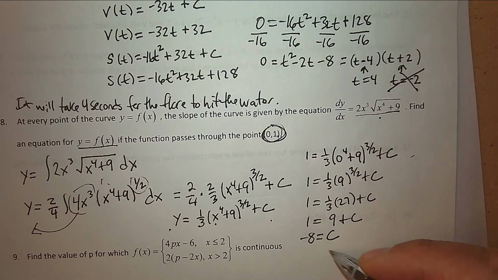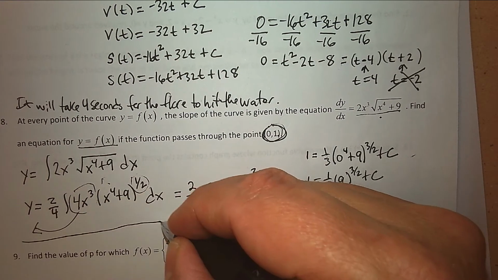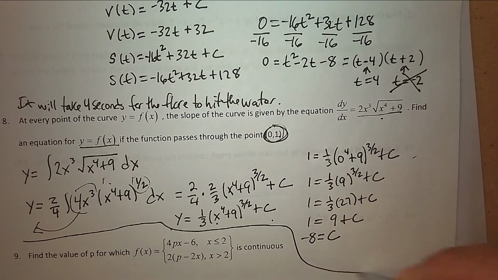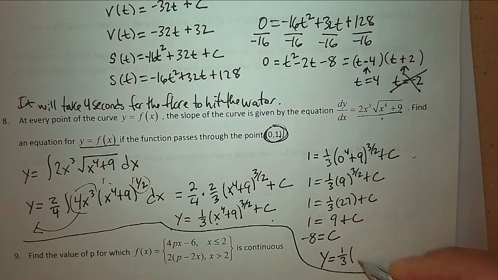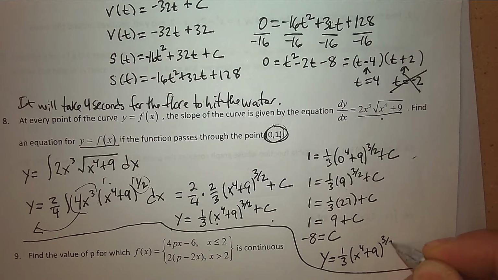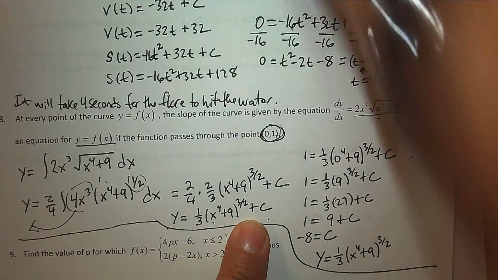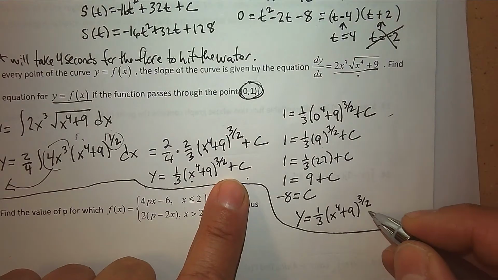So I'm just going to put the answer here all together. I'll put a line like this that shows this is all together. What would your final answer be? It would be y equals 1/3 x to the fourth plus 9 to the fractional exponent 3 over 2. And then we found the c. And we just said the constant is -8.